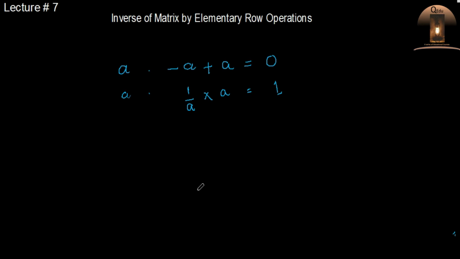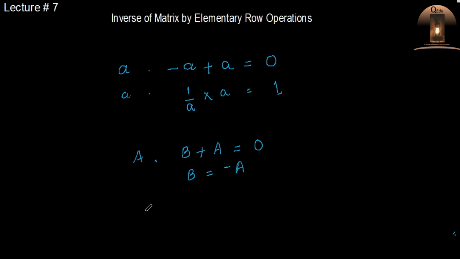Now what about in the case of matrices? Suppose we have a matrix A, and B is another matrix such that when we add this matrix B and A of the same orders, we get a null matrix of the same order. Then we say that B is the additive inverse of A and we say B is equal to minus A.